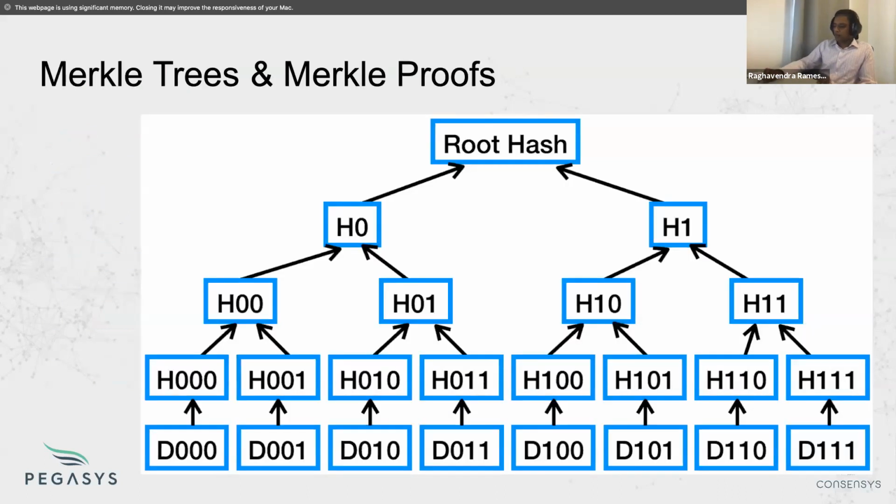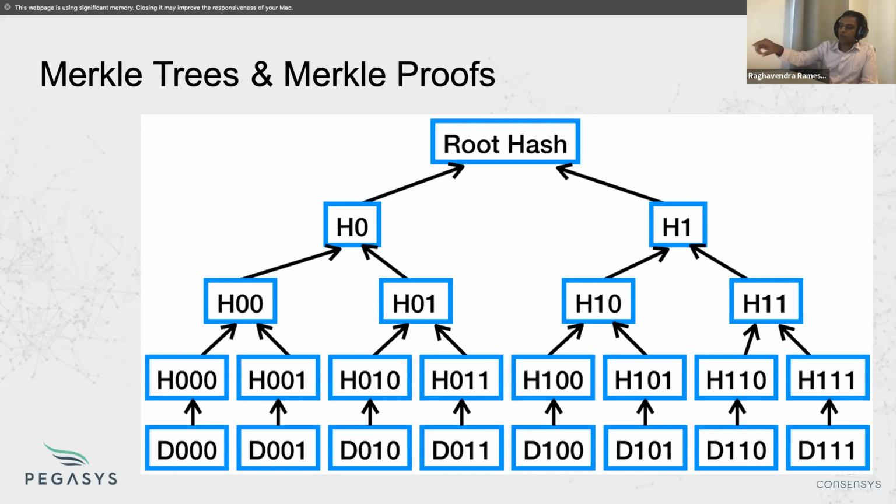And we need one more concept called Merkle trees and Merkle proofs. This becomes more and more prominent in the Ethereum 2 world. So let's just review that concept. Suppose we have this data split into chunks from D000 to D001, D010 to D111. And a tree can be built with hashes. This is called a Merkle tree. So you have H000, which is a hash of D000, and correspondingly the others.